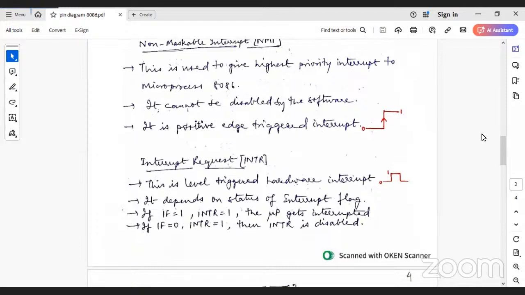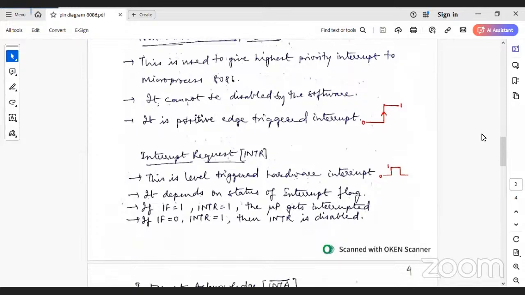Now in this what happens? In the earlier case also, in 8085, you had this INTR interrupt signal. From the name itself you can understand that it is an interrupt request, and this one is level triggered. It means when the signal remains stable at logic 1, all your clock pulses are square pulses only which you are giving. So as long as it is remaining in that high state, this interrupt request will be taken into consideration by the processor. So it depends on the status of the interrupt flag.